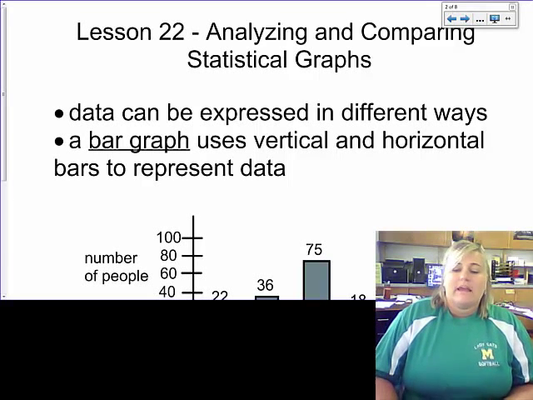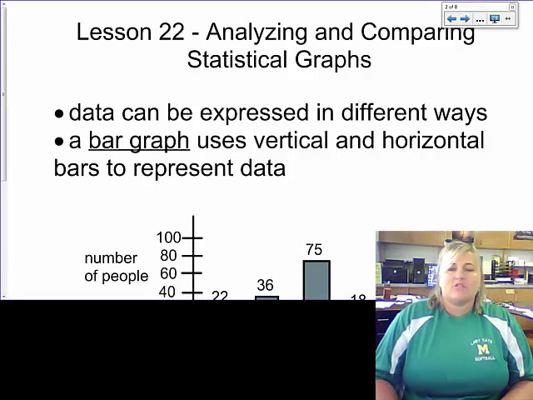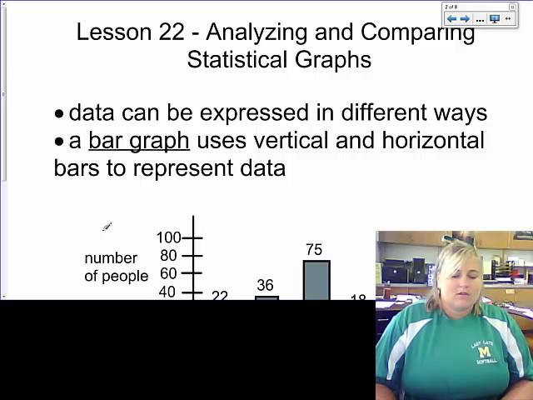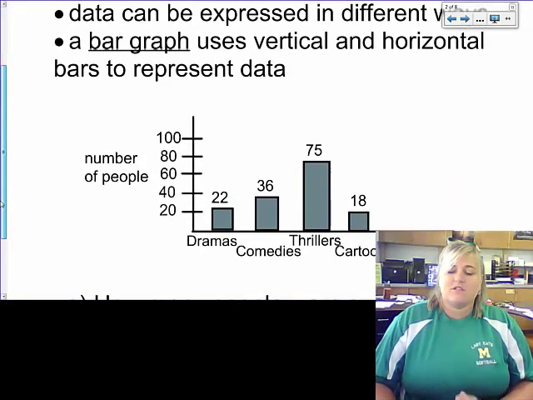Lesson 22, Analyzing and Comparing Statistical Graphs. Data can be expressed in different ways. A bar graph uses vertical and horizontal bars to represent data. It says "and," but really it should say "or."